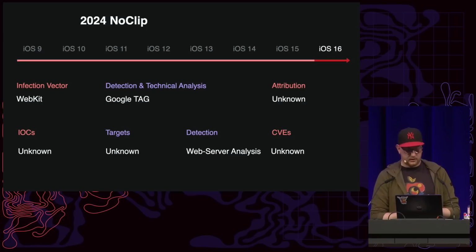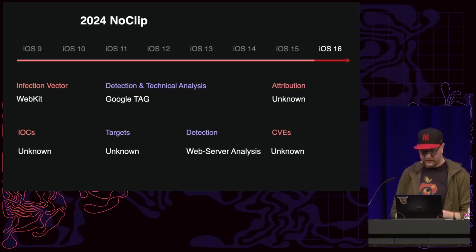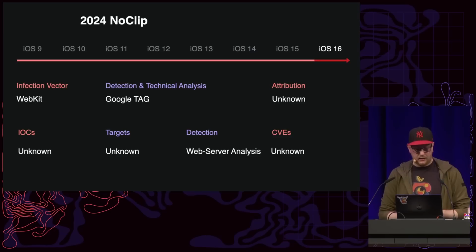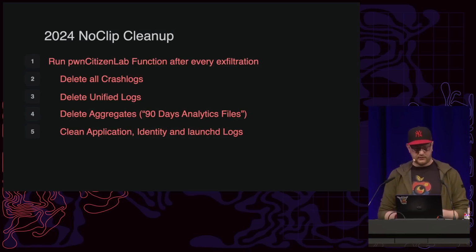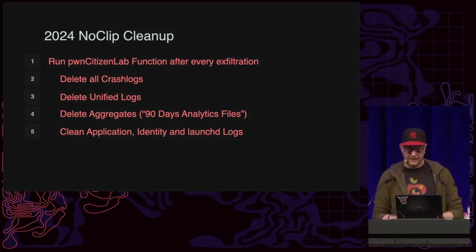NoClip is only mentioned in a talk by Clément from Google Tech at Hexacon this year. It was used in WebKit as an infection vector, and then it was running a small implant. The very interesting thing about NoClip is that there is a massive cleanup going on. There is a function that is called Pwn Citizen Lab.